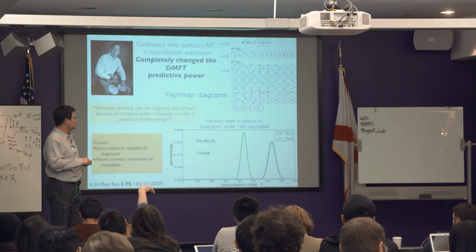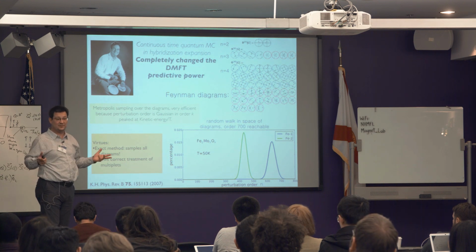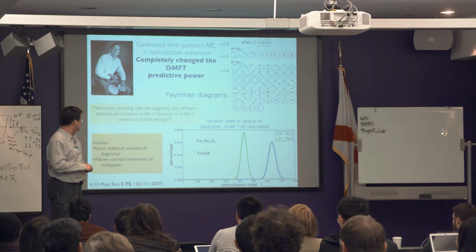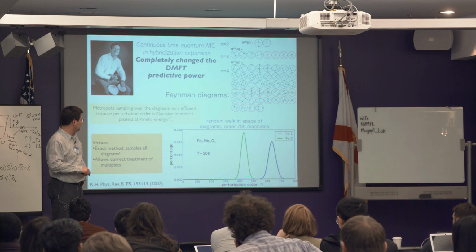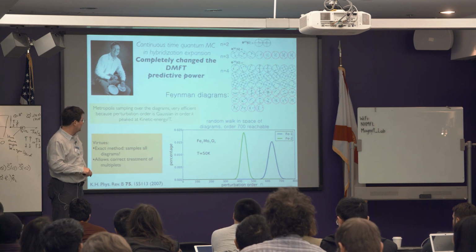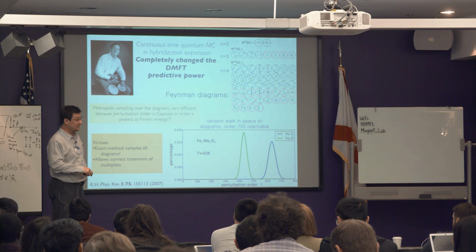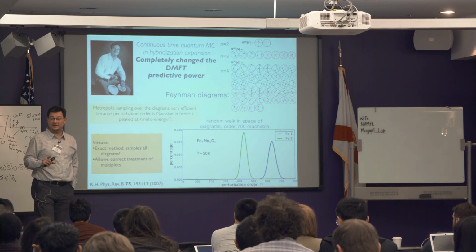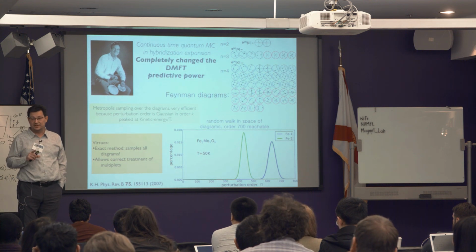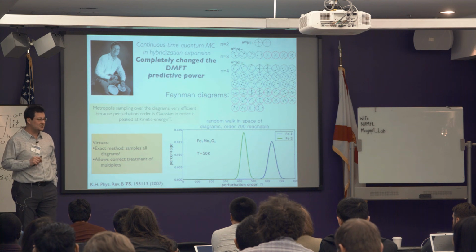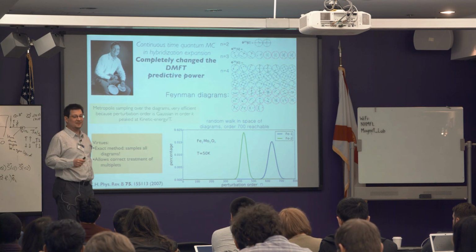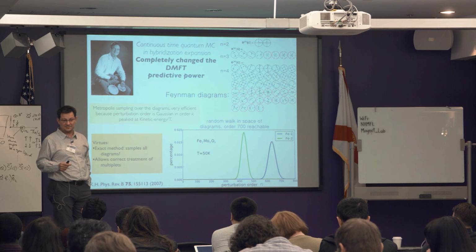They grow, of course, factorially. There are a huge number of diagrams. And this is an example of some iron moly system. And you see the perturbation order can be 500, 600, 700. Perturbation order is 700. That means that we have 700 factorial number of diagrams. Okay? So there is no way you can ever calculate them. Okay? Huge number of diagrams that you need.